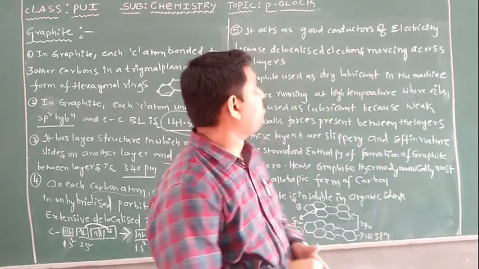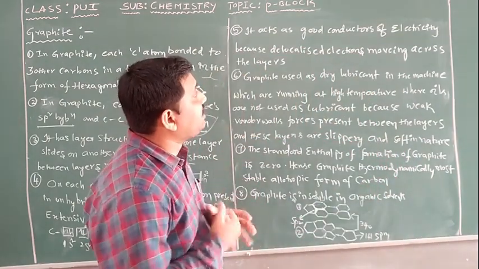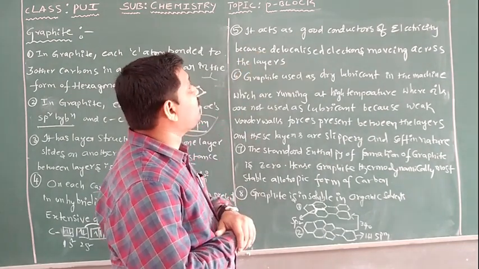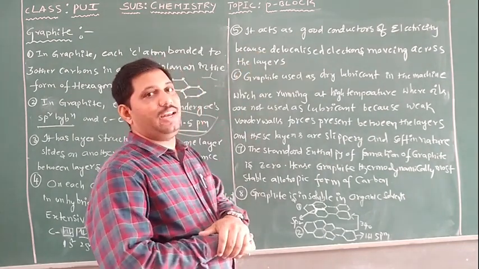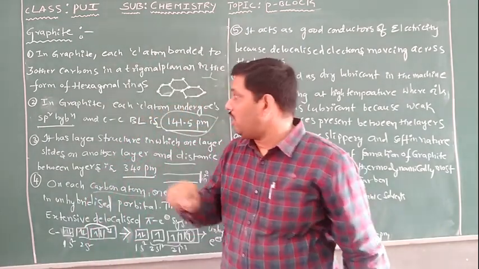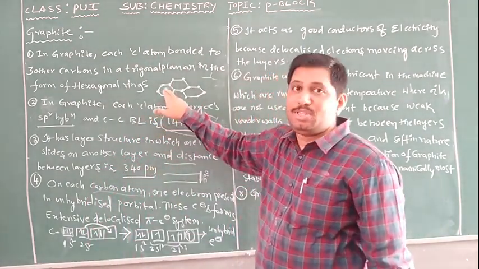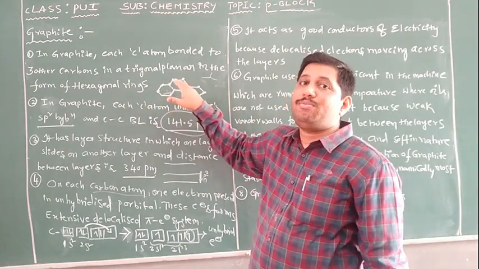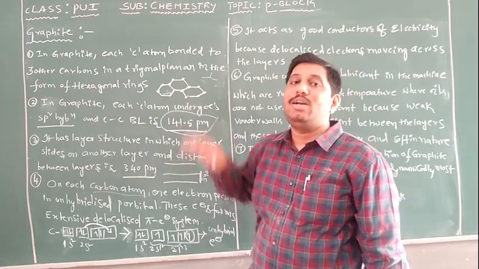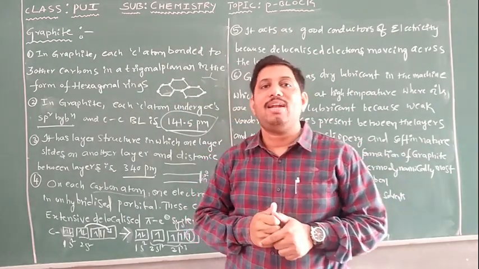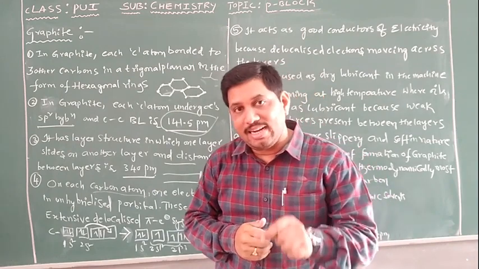Next point we are discussing, student. It can act as a good conductor of electricity because delocalized electrons are moving across the layer. Here, student, on each carbon atom one electron is present. This electron is moving across the layer from first layer to second layer to third layer. Movement of electrons takes place. We know that flow of electrons is known as electric current.